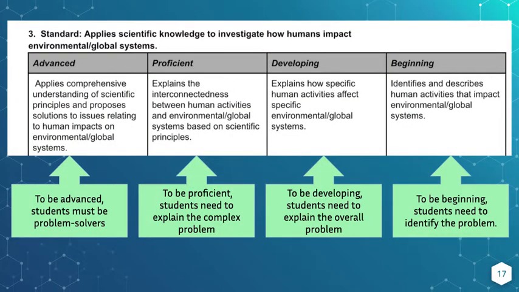So, if we were to use this example, notice how each level of criteria requires a student to be more complex in their thinking. Beginning with proficient, students need to explain a complex problem. To be at the beginning level, they must be able to minimally identify the problem. For a student developing to proficiency or near proficient, a student needs to explain an overall problem, but in a much less complex manner than what is required at the proficient level.